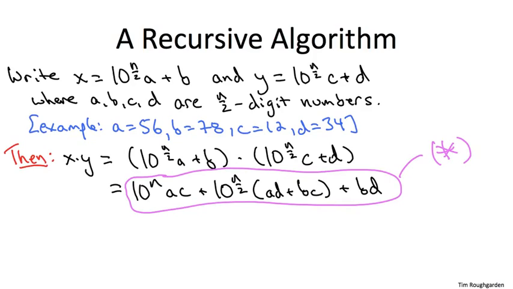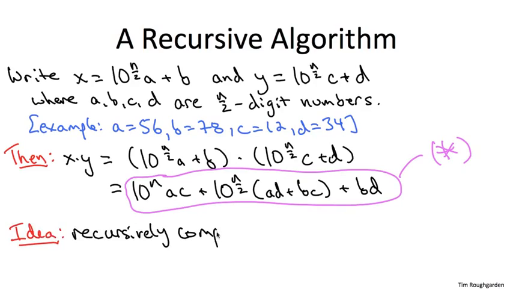Now, the point of expression star is that, despite being the product of just elementary algebra, it suggests a recursive approach to multiplying two numbers. If we care about the product of x and y, why not instead compute this expression star, which involves only the products of smaller numbers, a, b, c, and d? You'll notice, staring at the expression star, there are 4 relevant products, each involving a pair of these smaller numbers, namely ac, ad, bc, and bd. So why not compute each of those 4 products recursively?